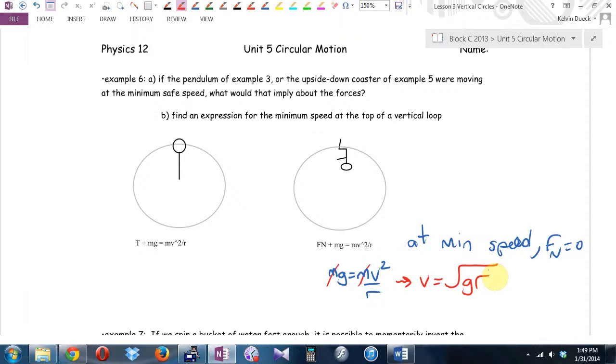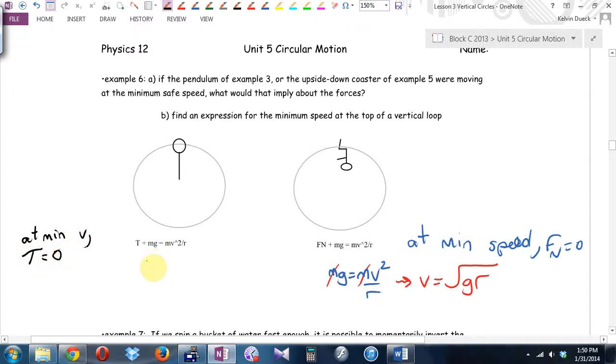I think minimum speed, just like normal force is 0, I think when you're talking about the pendulum minimum speed, tension is exactly 0. No more, no less. Who are we looking for out there? Oh, okay. I thought I saw people looking over my shoulder outside or something like that. So I think here we can say at min speed tension equals 0.